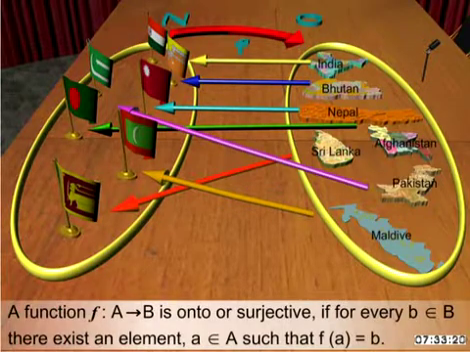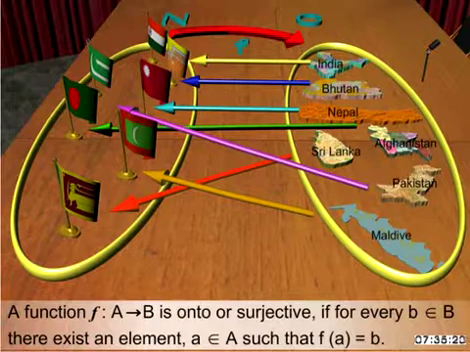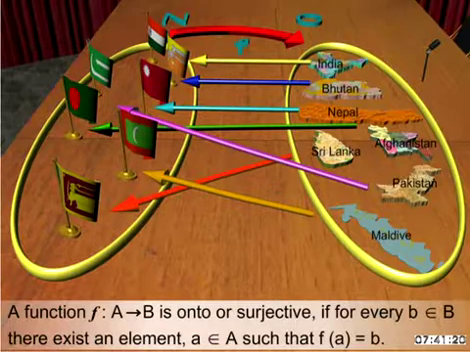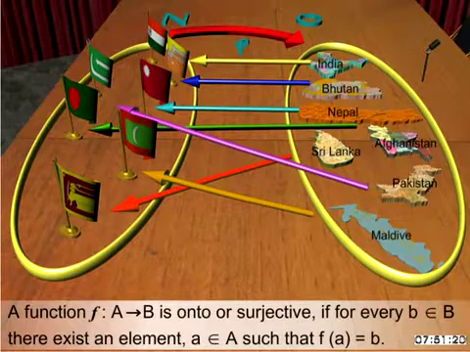Thus, function f from set A to set B is onto or surjective if for every b belonging to set B there exists an element a belonging to set A such that f of a is equal to b.